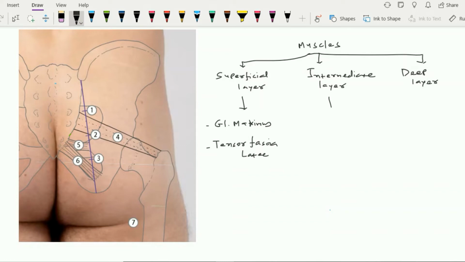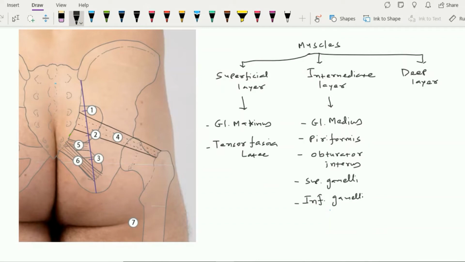Out of them, these are the gluteus medius, piriformis muscle, obturator internus, superior gemellus, inferior gemellus, and the quadratus femoris muscle. And the deep layer includes the gluteus minimus muscle. Along with that, some part of the obturator externus muscle is also present, but this obturator externus should be dealt with in the medial compartment of the thigh. So all these are the muscles we are going to see one by one.